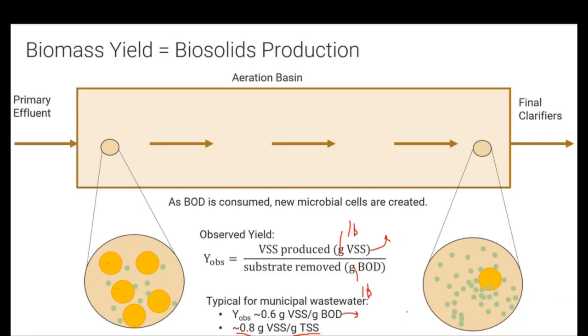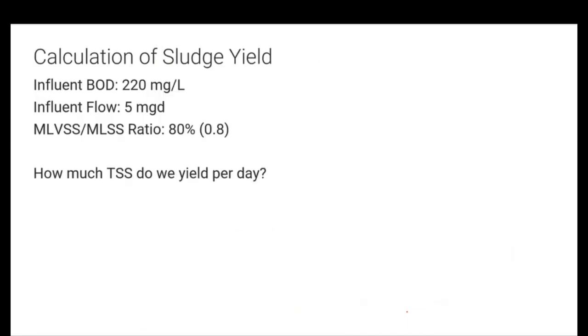We're going to go through a couple problems on this topic, so I hope some people have some paper with them. We're going to take a typical plant with an influent BOD of 220 milligrams per liter, an influent flow of 5 mgd, and an MLVSS to MLSS ratio of 80%, or 0.8. So how much TSS do we yield per day? We want our answer in pounds per day.